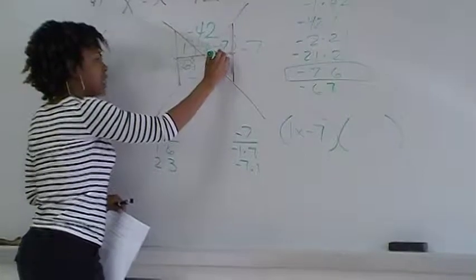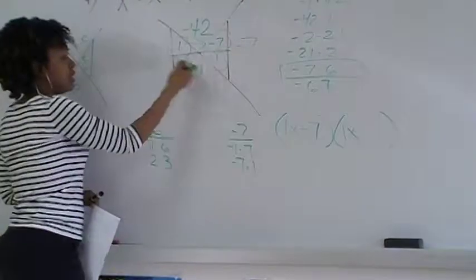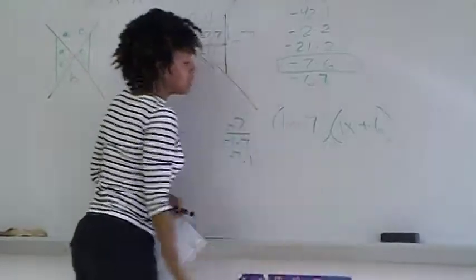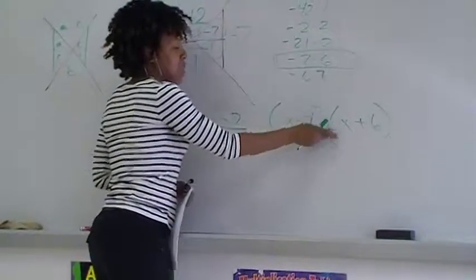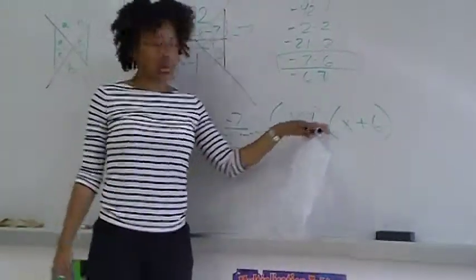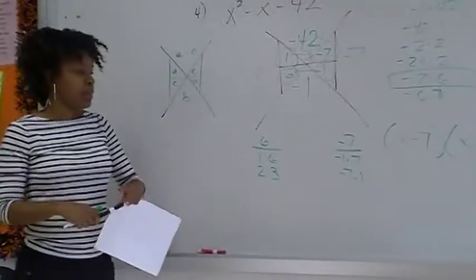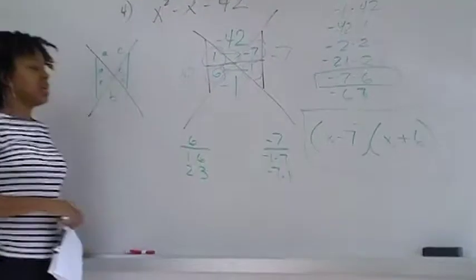Then you go down. You got another 1, so 1x. And then you go back across. Positive 6, very good, so plus 6. And then I would erase the 1s. If you leave the 1s, it's not mathematically wrong, but in America we don't write 1s. So that's your answer: (x - 7)(x + 6).